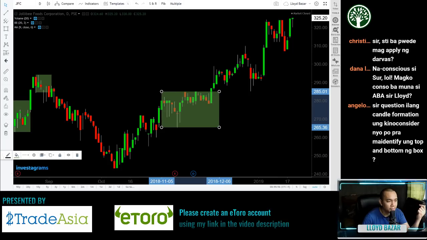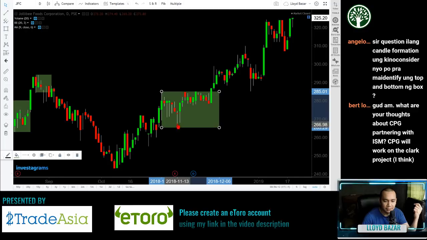Sir, question lang, if candle formation yung kinoconsider niyo po, ma-identify yung top and bottom ng box? Yes, it should be candle kasi support and resistance ang ginagawa natin dito eh. So support and resistance, you have to know where the stock went before it bounced. So at this point dito, for example, it went as low as this point. So this is your support. So most probably it's gonna bounce at that area. So you have to consider the wicks also of the candlestick.